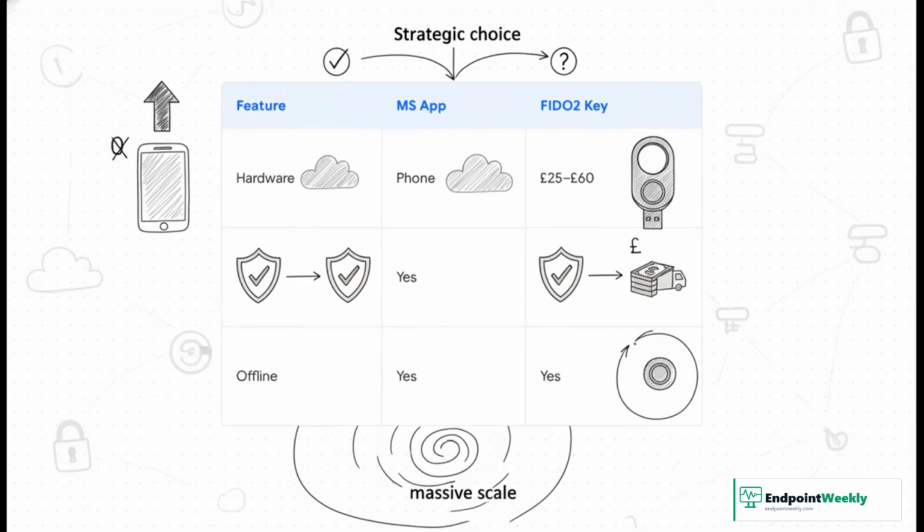Physical hardware keys can run you anywhere from 25 to 60 pounds per user. Plus, you actually have to physically distribute them. Microsoft Authenticator, on the other hand, just uses the employee's existing phone. That means it costs you $0 extra in hardware, and you can deploy it at a massive scale using just your standard Entra ID and Intune policies.